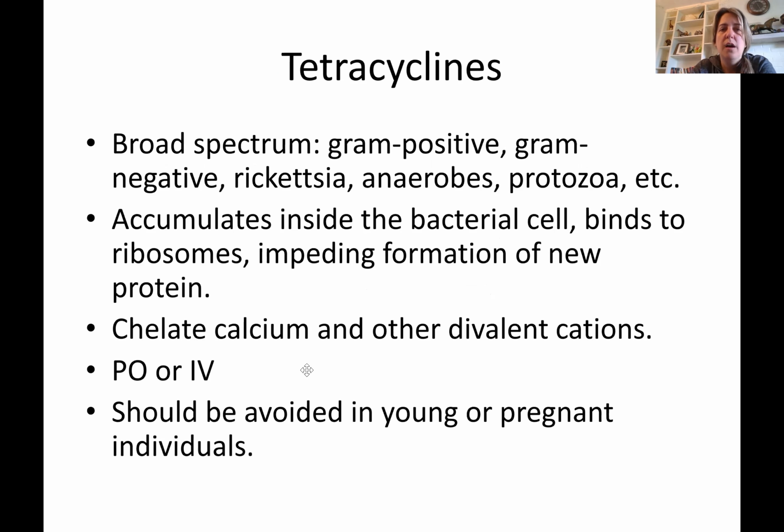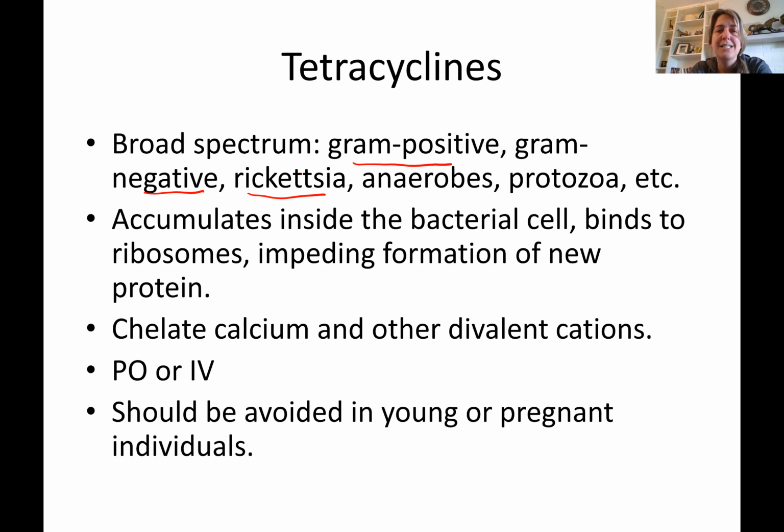They will work with gram-positive, gram-negative, some rickettsia, anaerobes, protozoa, etc. So tetracycline 1 that we use very much is what we call LA200, which is oxytetracycline. We also use doxycycline, but doxycycline is used in horses as well. In humans, we also use something called minocycline, so that's important.